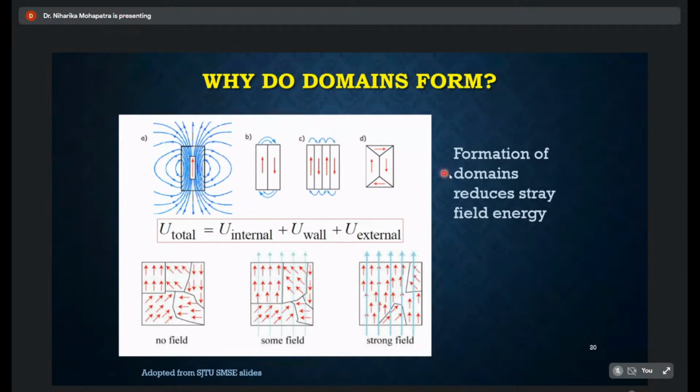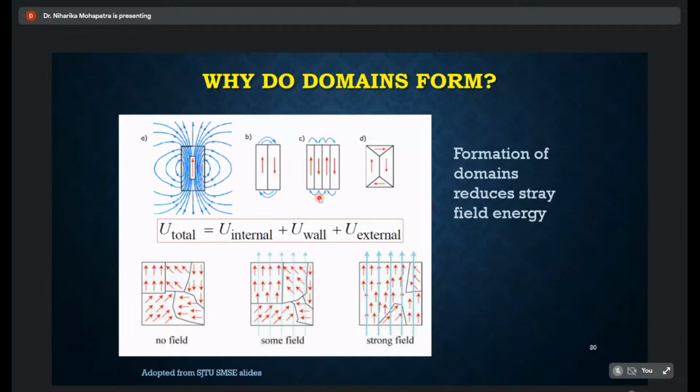Since the formation of domains reduces the stray field or demagnetizing field, it is always energetically favorable to break into domains. You need less energy to break into domains, because that reduces the stray energy or external field energy.